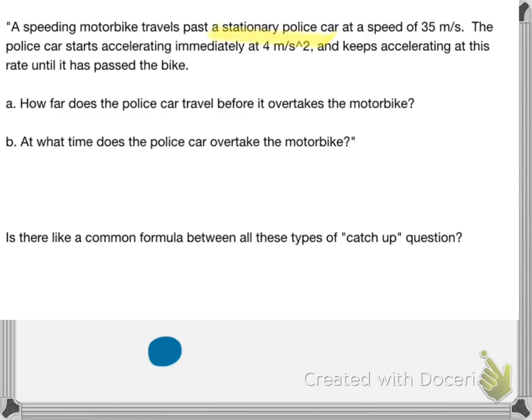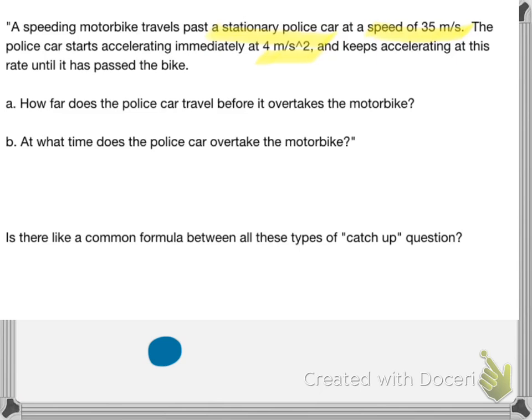So, if we're identifying the important information, we have a speeding motorcycle that travels past a stationary police car, so the initial speed of the police car is 0. And then the motorcycle is travelling at 35 meters per second. This is a constant speed, so the motorcycle is not actually accelerating. Now the police car starts accelerating immediately at 4 meters per second squared and keeps accelerating.